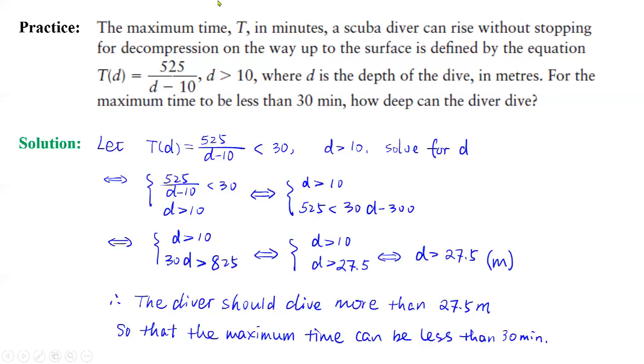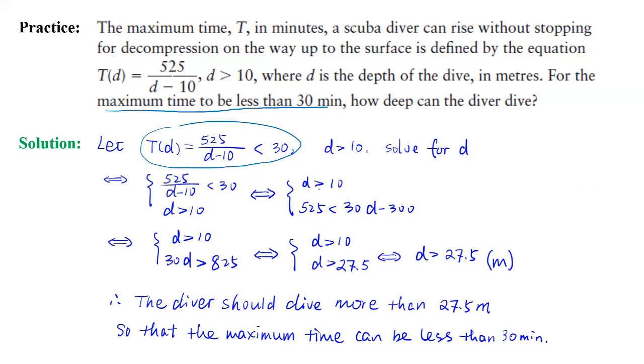All right, let's have a look at the solutions together. So this time, we want the maximum time to be less than 30 minutes. So we can just let T(d), the expression here, be less than 30. Also note that d is greater than 10, and then solve for d. So we need to consider the inequality and the domain together.